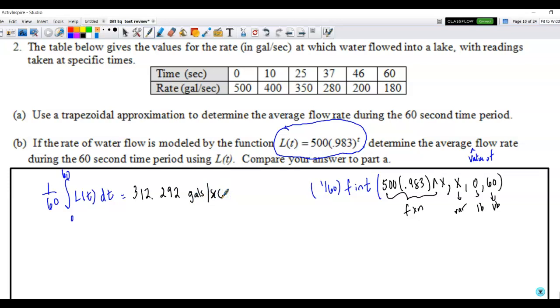So in letter A, we did an approximation, and in letter B, we calculated the exact value, and they actually weren't too far off. We had 312 in both cases, with negligible difference in the decimals.